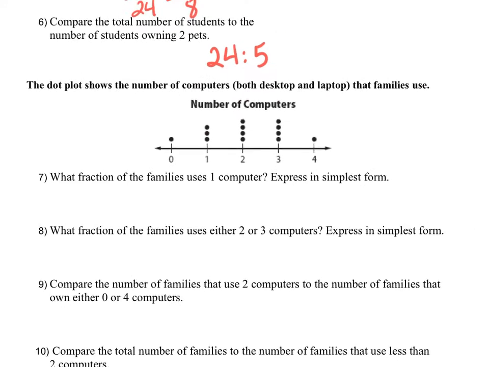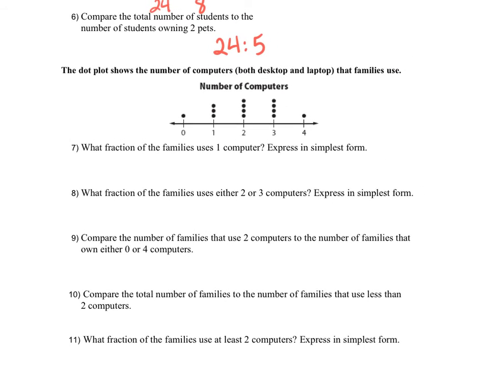Okay, the dot plot shows the number of computers, both desktop and laptop, that families use. What fraction of the families use 1 computer? Express it in simplest form. Okay, so 1 computer would just be this right here. So this would be 3 out of 4, 5, 6, 7, 8, 9, 10, 11, 12, 13. 3 out of 13 families. So what we want, we're back to what we want out of total probability.